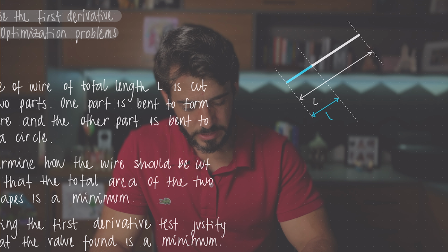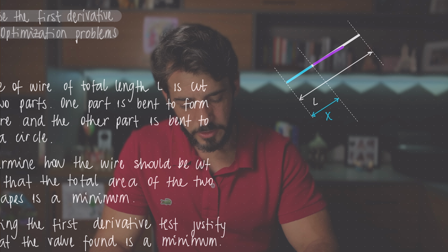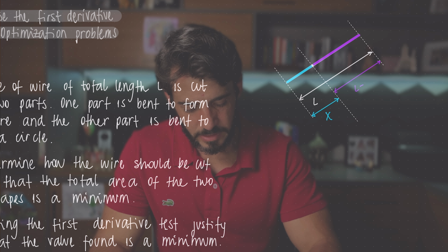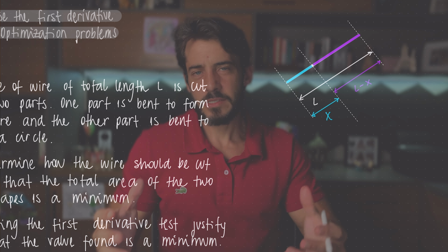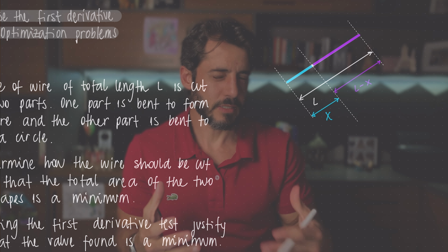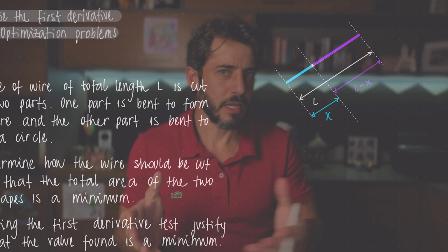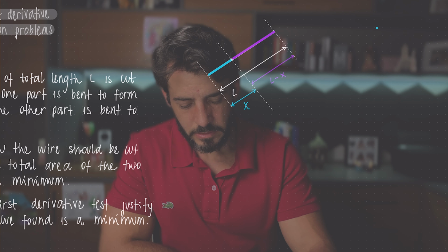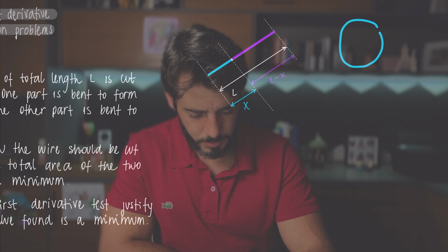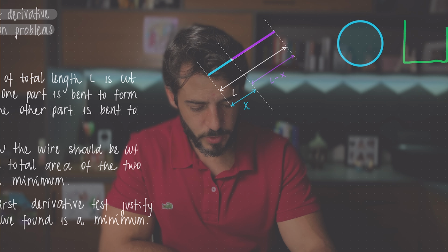So let's call this lowercase x, and the other part is used to form a square. So this is L minus x. We don't know exactly what x will be. That's exactly the purpose of this question. However, we can safely assume that x will be a fraction of L. Now let's create a little diagram here in order to represent the square and the circle.